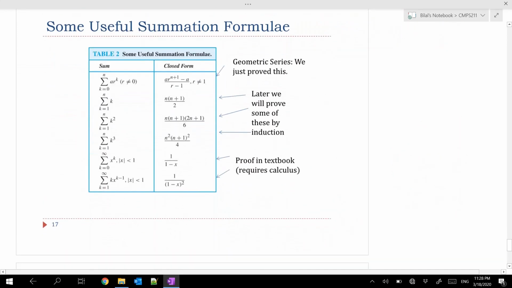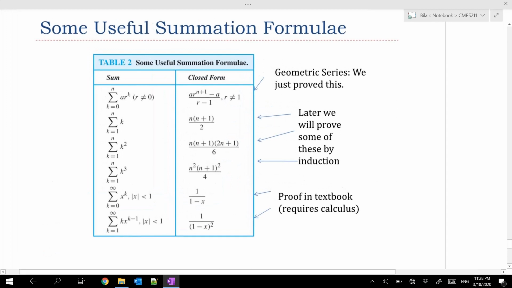We have some ready recipes for useful summations that recurrently appear in computer science and typically in the study of the complexity of algorithms. So we have this one that we have just proved. You have some others that relate to calculus, and they have been proved in the textbook, but many of those will be proved by induction in the upcoming chapter, either in the slides or in the exercises.